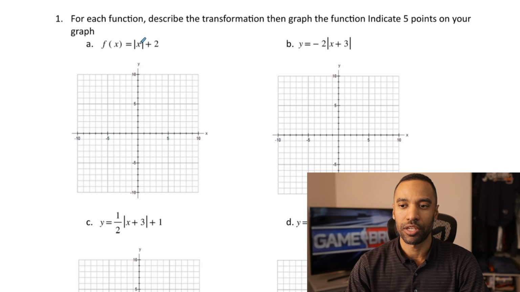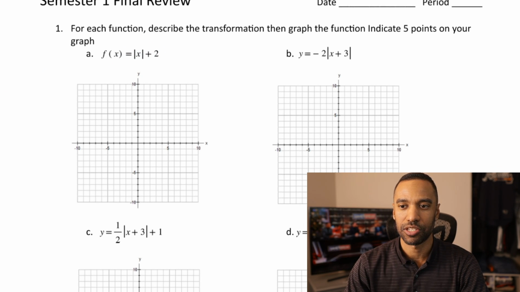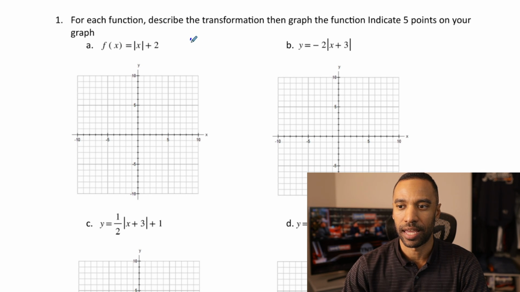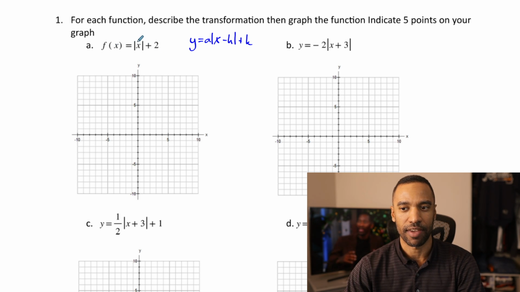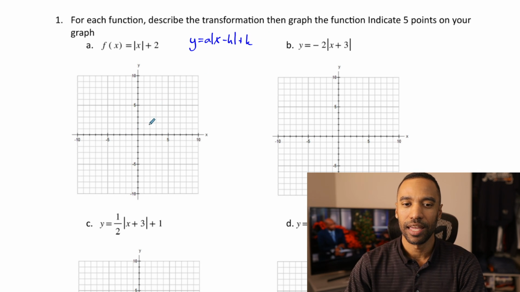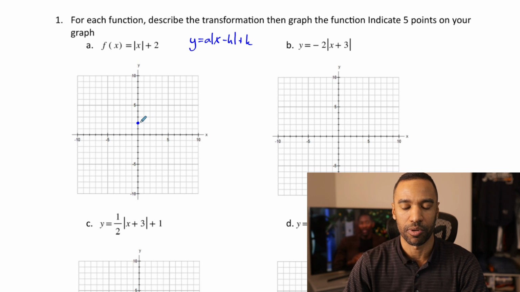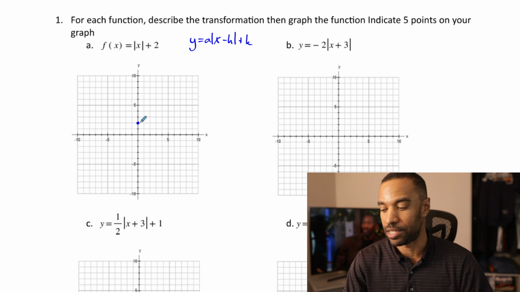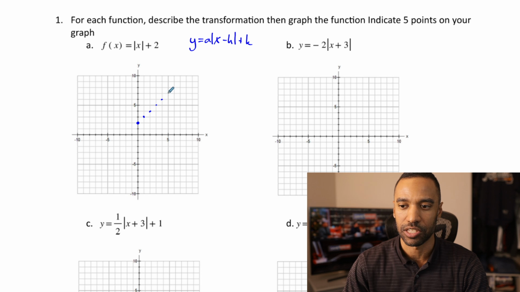So f of x equals the absolute value of x plus 2. Now, when it comes to the vertex form for this, we're looking at y equals a times the absolute value of x minus h plus k. Compared to y equals the absolute value of x itself, there's just a plus 2 on the outside, like your plus k. That is a vertical translation up 2 units. This is where my vertex would sit as opposed to the origin. Everything else should be exactly the same as the parent function would be, for a v-shape up 1 over 1 in both directions of the vertex.